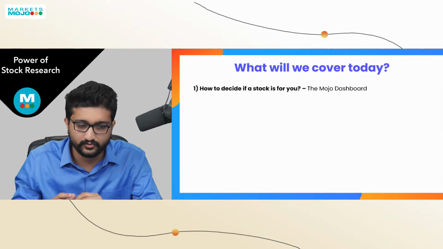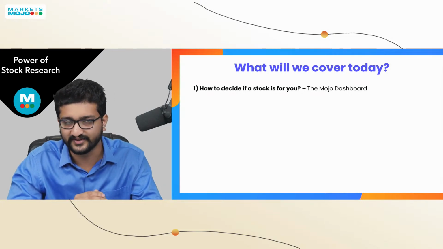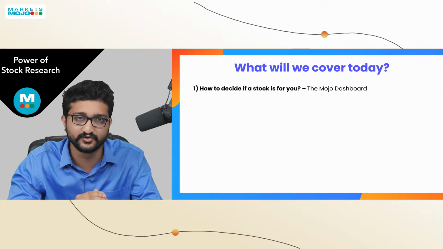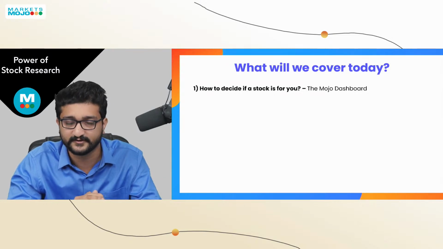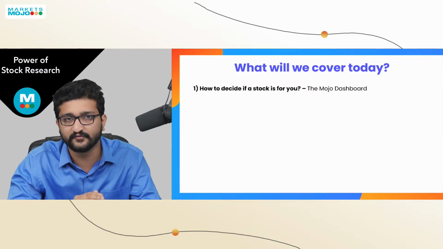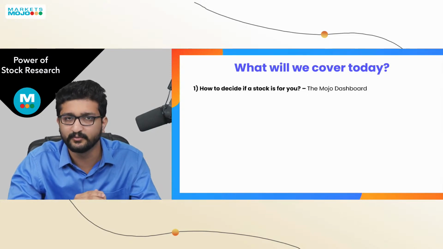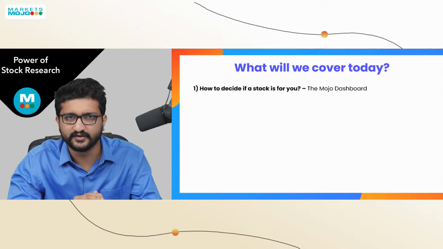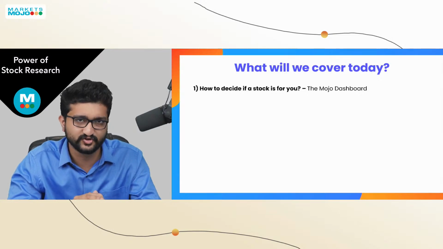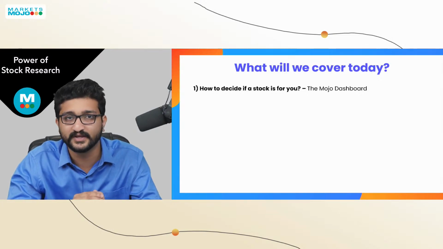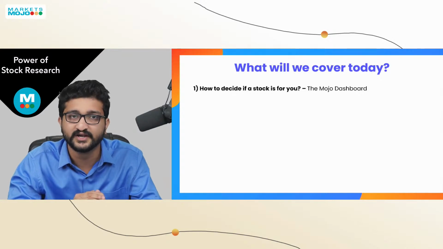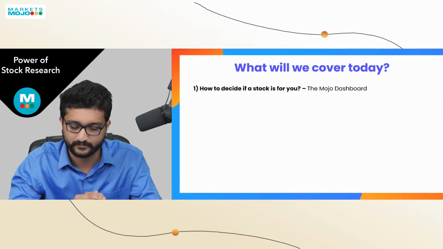Starting, how to decide if a stock is for you. This is really important. This answer is there on the Mojo dashboard. I'll also be taking you across it. It's really important to understand whether the stock is actually for you. There might be a small cap, micro cap, large cap or mid cap from any particular industry. But what's important is, is the stock actually for me? When I say it's for me, does it fit in my investment strategy? Does it fit into my portfolio?